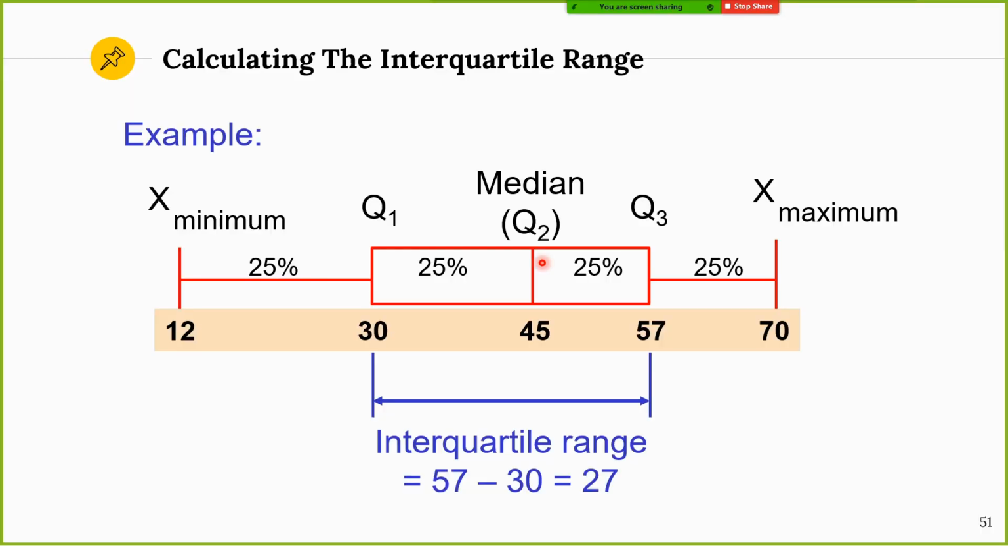This is the example here. This is the data that we have. The minimum value is 12. We have Q1 of 30, the median 45, Q3 is 57, and the maximum number is 70. So we can calculate all of this: the minimum, Q1, median, Q3. The interquartile range is from Q1 to Q3. So just take the Q3 value minus the Q1 value, then we get the range. This is the interquartile range.